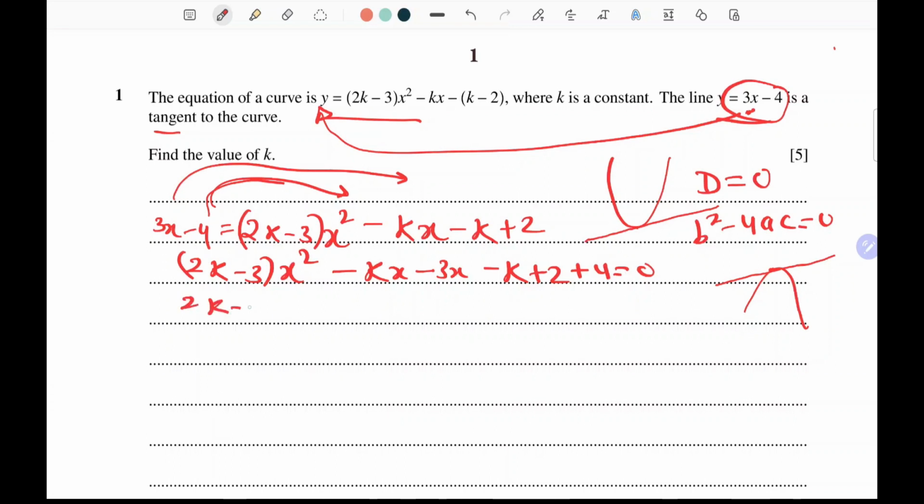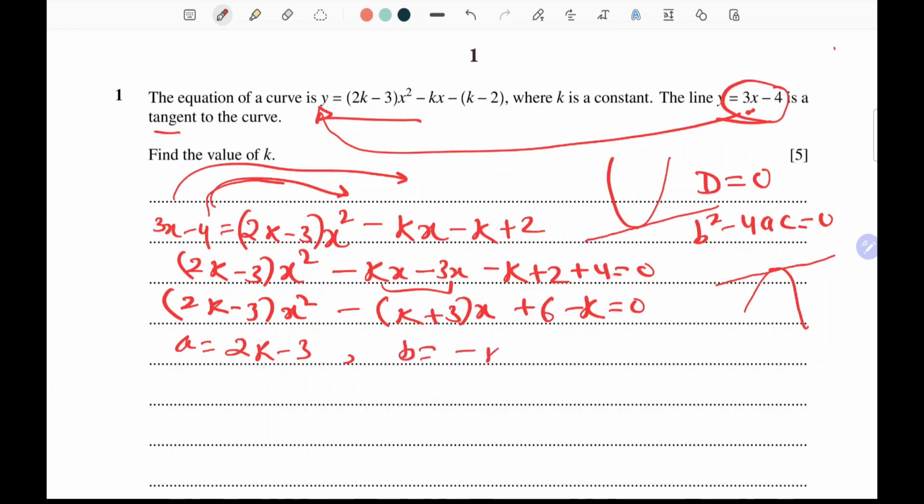Now this is (2k minus 3)x squared, and we can take x common from here, minus x actually. So this is minus (k plus 3)x, and this is 2 plus 4, 6, minus k. Now we can compare the coefficients of x squared, x, and the constant with ax squared plus bx plus c, and we get a equals 2k minus 3, and b equals the x coefficient, which is minus (k plus 3), and c equals 6 minus k, right?